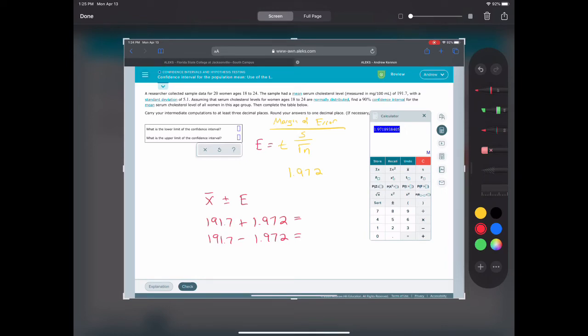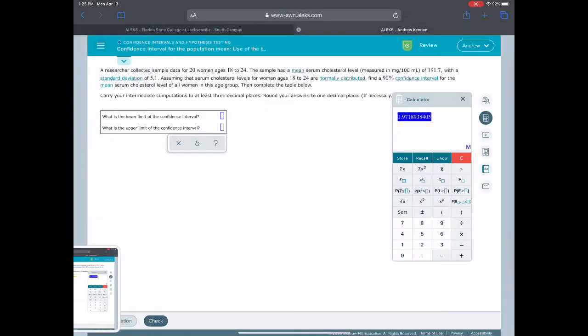So again, the thought process of what we are really doing here is a survey of 20 people, but we want to know what happens if we go ask all women what their average serum cholesterol level will be. So we don't want to say it's going to be exactly 191.7. We want to give ourselves a margin of error. So we're adding almost 2 to this. We're going to say it's going to be somewhere between about 189 and 193. So let's go get those exact numbers.